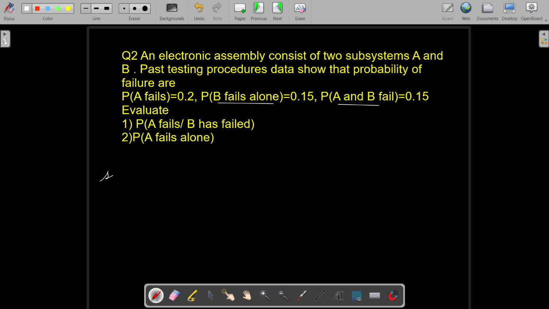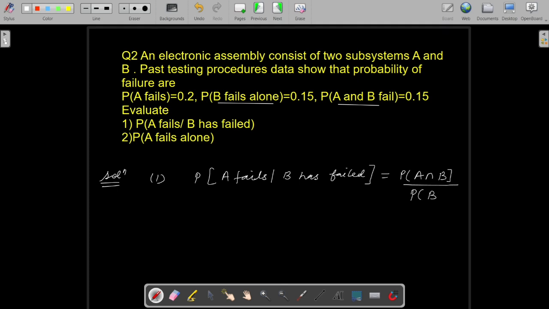Now, solution. See, what you need to find first? You need to find probability A fails given that B has failed. So, by the formula, it is equal to probability A and B both failed divided by probability of B failed. Now, what is given to you? It is given probability A fails 0.2 and B fails alone.